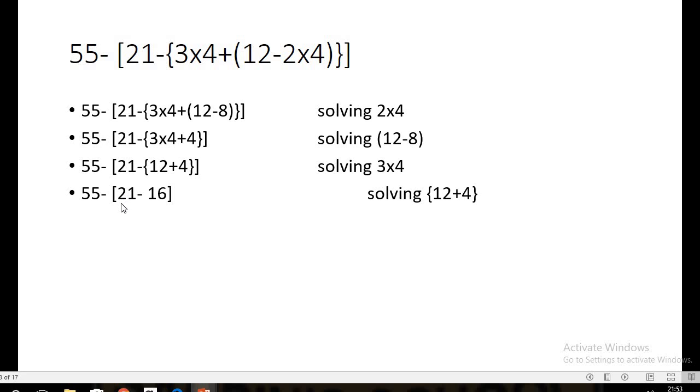So within the square bracket we have 21 minus 16, so it will be solved first, which gives us 5, and the square bracket vanishes. So 55 minus 5 gives us 50 as the final answer.